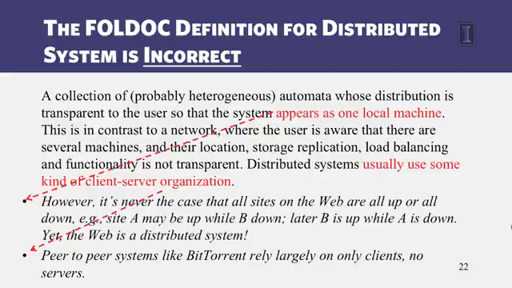The second mistake in this definition is the last sentence, which says that distributed systems usually use some kind of client-server organization. This is not always true. Peer-to-peer systems like BitTorrent, and many other peer-to-peer systems before it, rely largely on the clients communicating with each other. That's why they're called peer-to-peer systems. They do not rely on a server except for some very minor functionalities. Essentially, without the server, these systems would continue functioning just as normally. Unfortunately, the FOLDOC definition doesn't work for us.